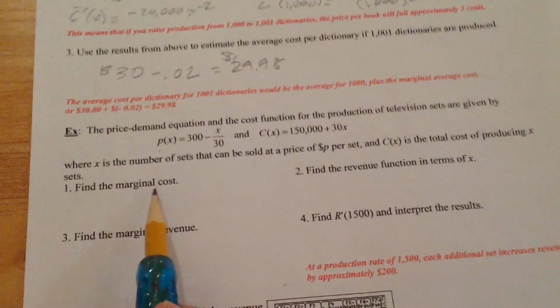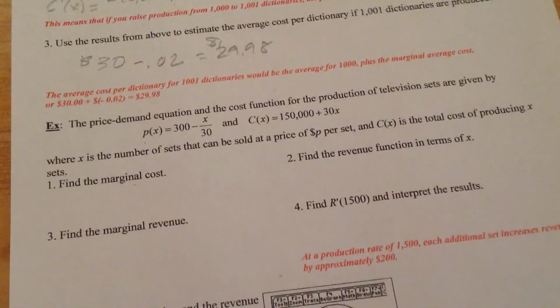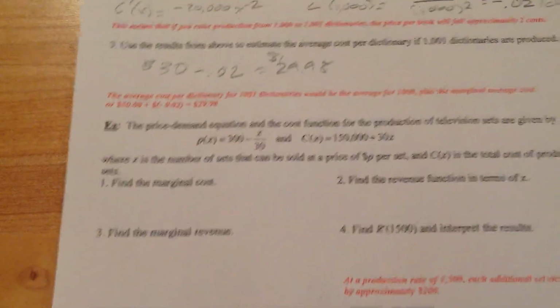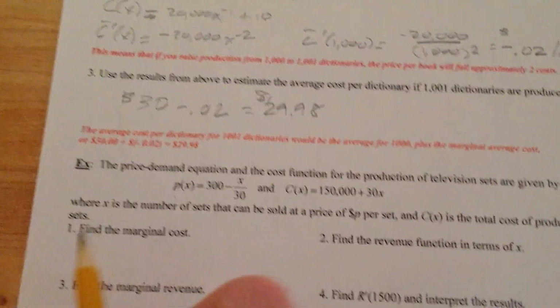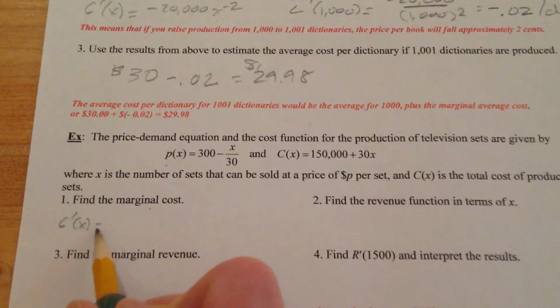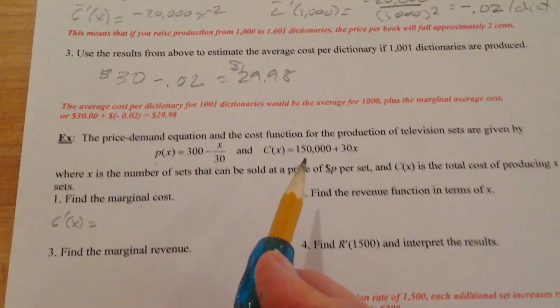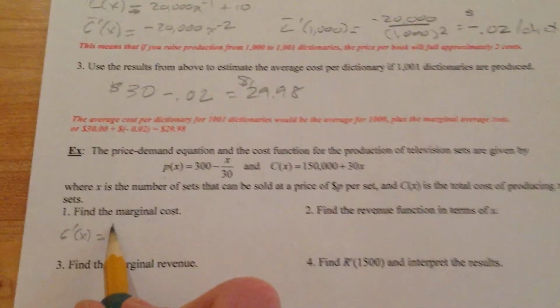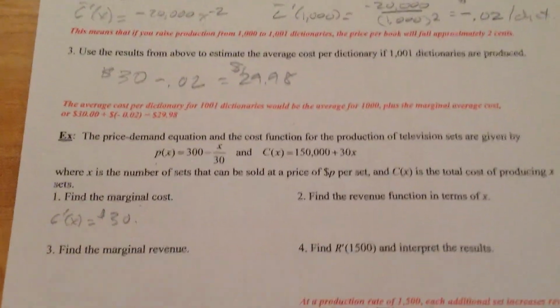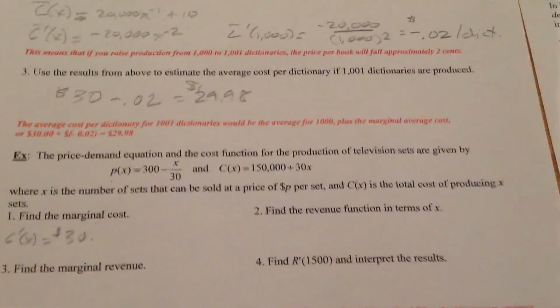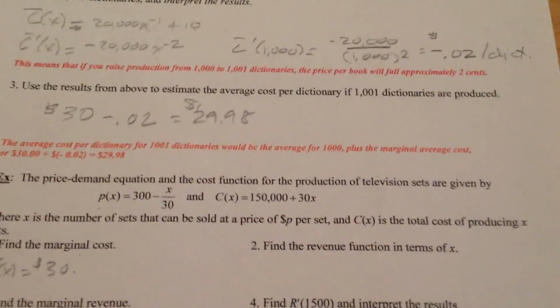So to find the marginal cost, again, hopefully we recognize that word marginal. Marginal cost is the derivative of cost. So to find the marginal cost, I just take the derivative of this function, which would be just 30. Done. It's a constant. It equals 30. And we're done there.